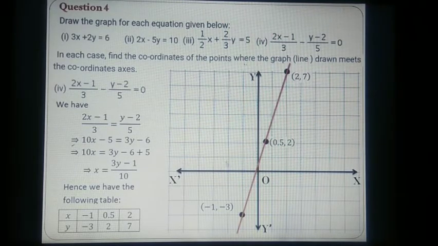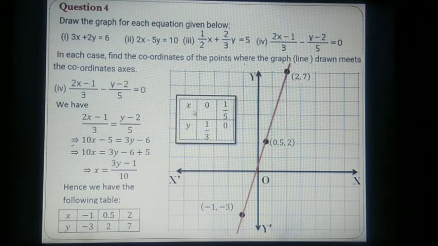So that's what I have done here. Whenever x is 0, y is going to be 1 by 3. So the coordinate of this will be 0 comma 1 by 3. So at the y-axis the line will intersect at 0 comma 1 by 3.